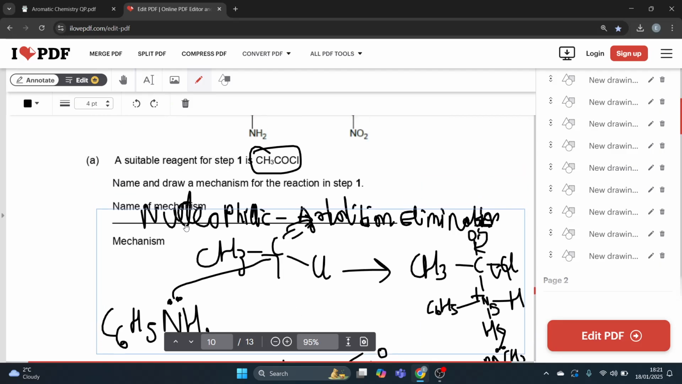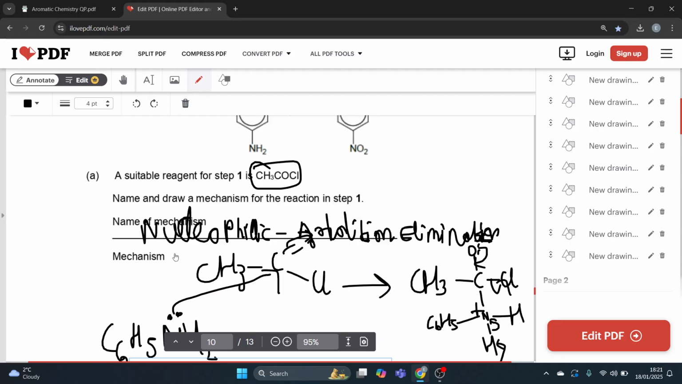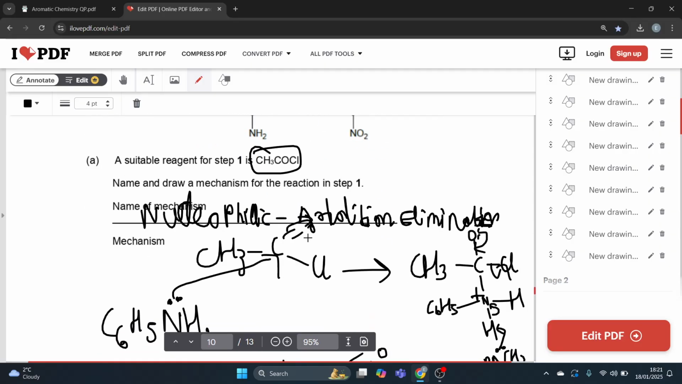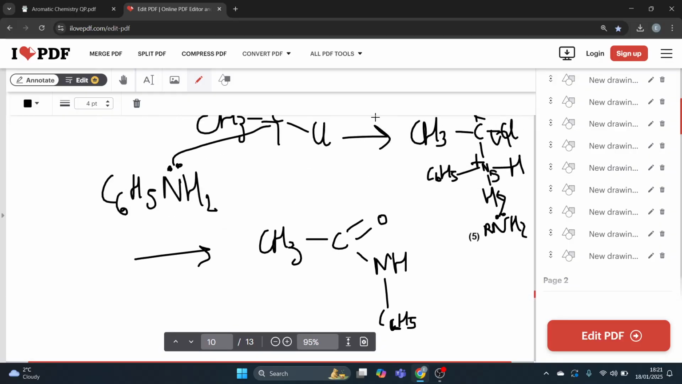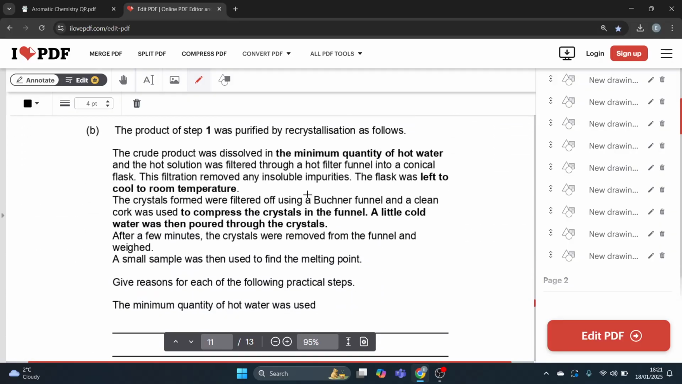Just with different reagents, different conditions. 5 marks for part A. But obviously this wants you to go through a lot of it. I think it was 2 marks. It probably wasn't, I'm not sure. 5 marks, so all you have to do is memorize the mechanism, where the curly arrow goes, etc. Part B, a lot of that paragraph of information.